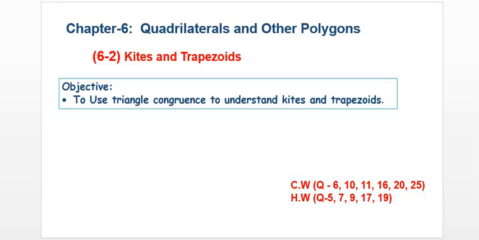Lesson 2, Kites and Trapezoids. This is my second video for this lesson. If you have not watched the first video, watch that one, because in this video I will explain only the questions of the lesson. I will not explain any of the try it questions or any examples. So directly I will move to the questions.